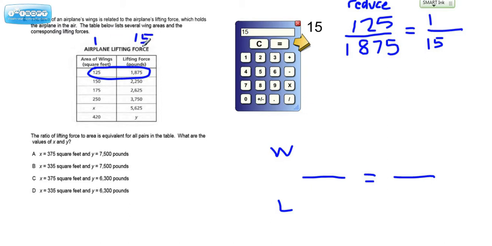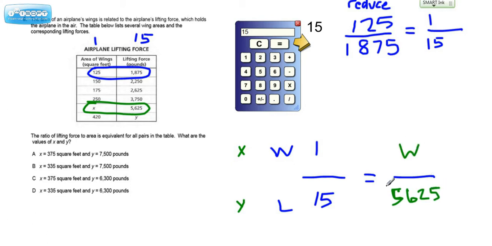We're going to use that in our proportion to solve. So again, that's a 1 to 15 ratio. The numerator will be talking about the X value, the area of the wing, and the denominator will be talking about the lifting force, which is in this column right here. The first value that we need to find is this one right here. This is the lifting force, so let's make that the denominator, 5,625. And we're going to solve for the area of the wing.